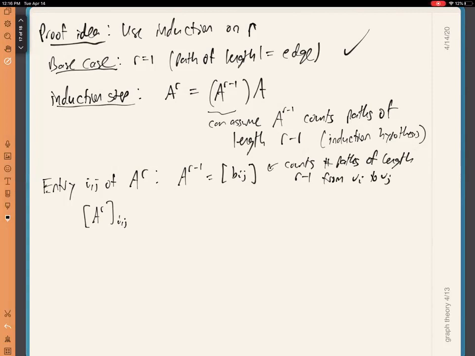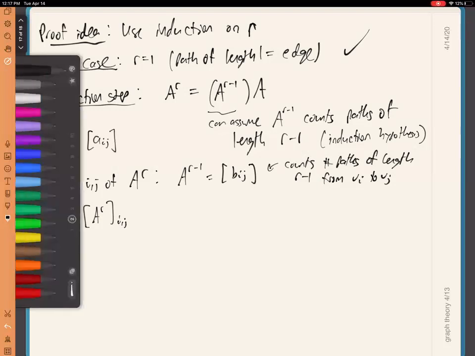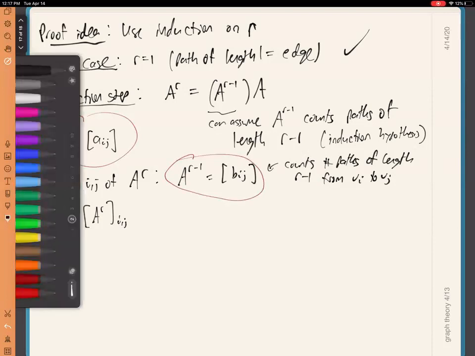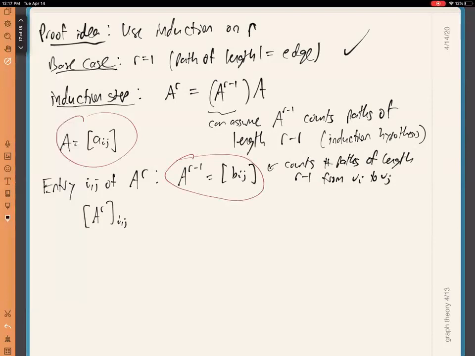Well, what is the ijth entry of A^r? Let me also assume, I forgot to label the matrix A, that the entries of the matrix A are given by a_ij. These are the two important bits of information. The a_ij are exactly what we defined last time when we defined the adjacency matrix. So this is one if there's an edge between vi and vj, and a_ij is zero if there's no such edge. And I'm constructing A^r by multiplying the matrix A^(r-1) by A.